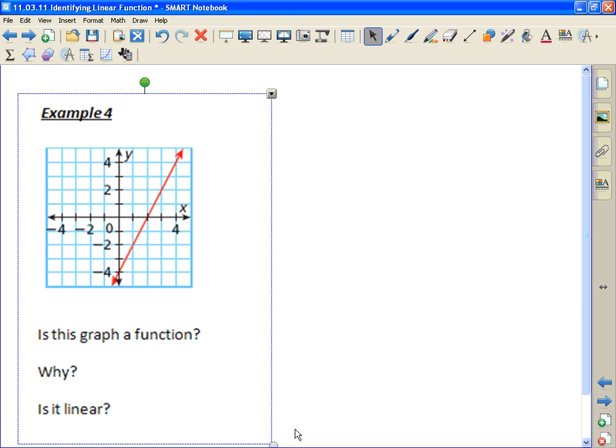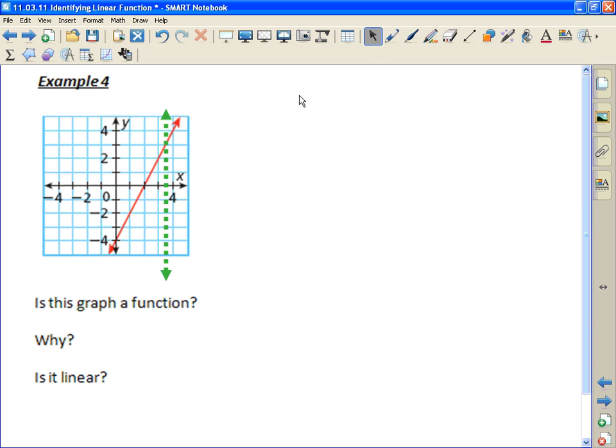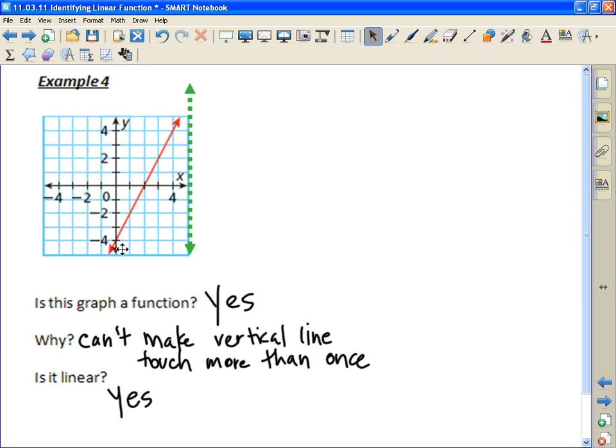On example 4, it says, is this graph a function? This one would be a function for the same reason. When I do my vertical line, I can't make it touch anywhere more than once, so yes, it's a function. The reason is I can't make the vertical line touch more than once. And it is linear because it's a graph of a line. As long as it's a graph of a line, then it's linear.